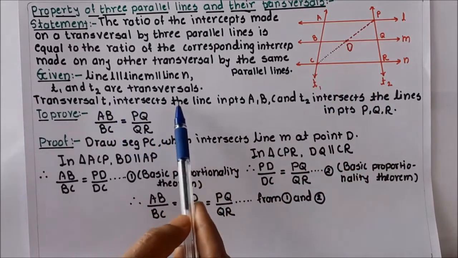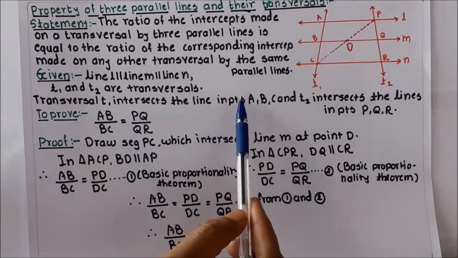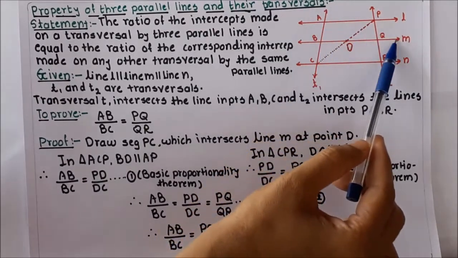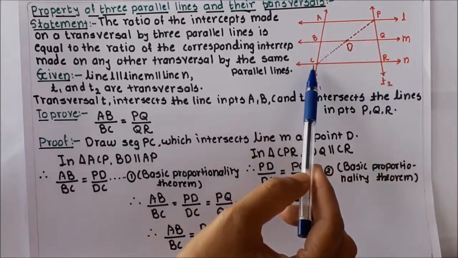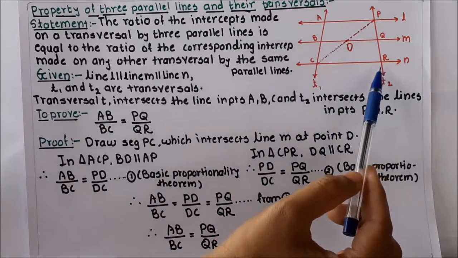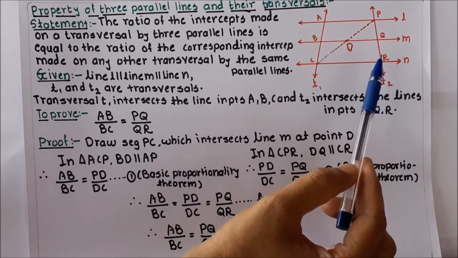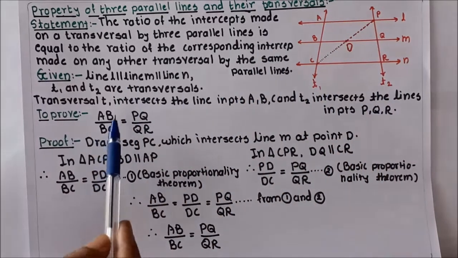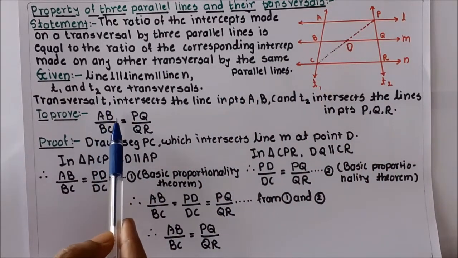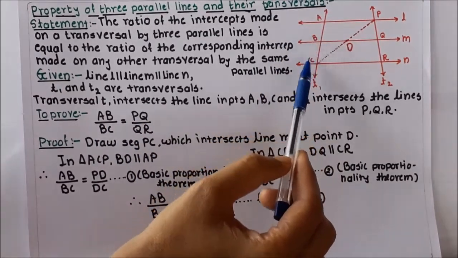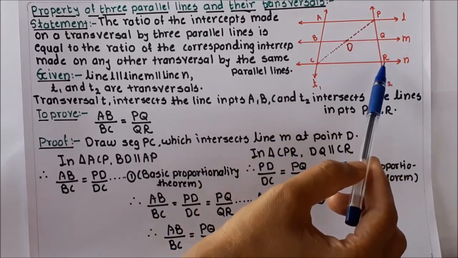This transversal T1 intersects the lines at points A, B, C. This T1 intersects line L at A, line M at B, and line N at C. And this T2 intersects line L at P, line M at Q, and line N at R. Now we have to prove that AB upon BC is equal to PQ upon QR.